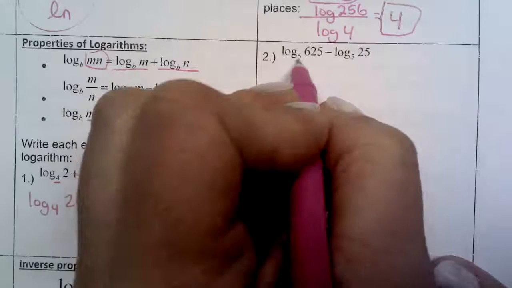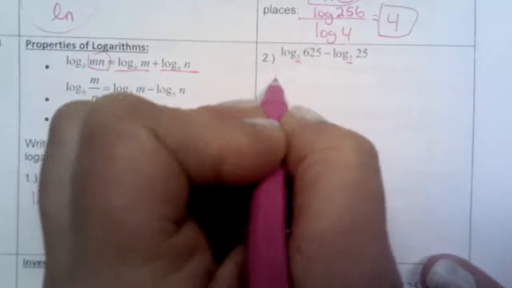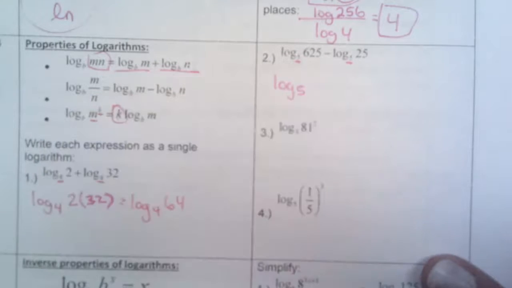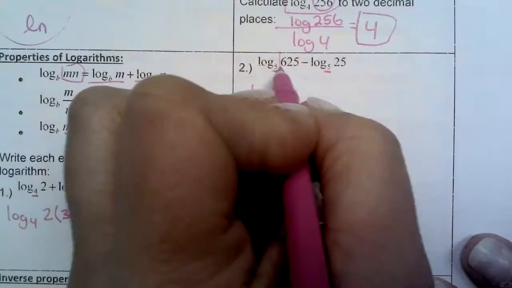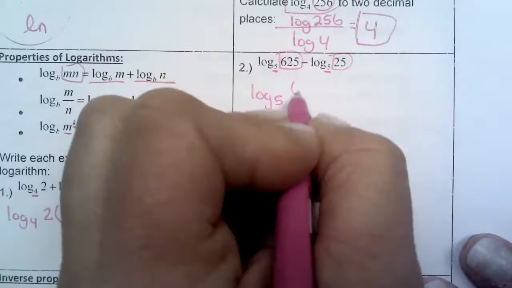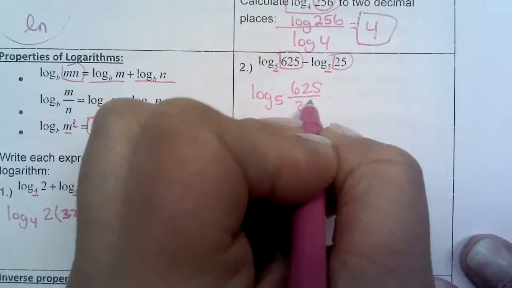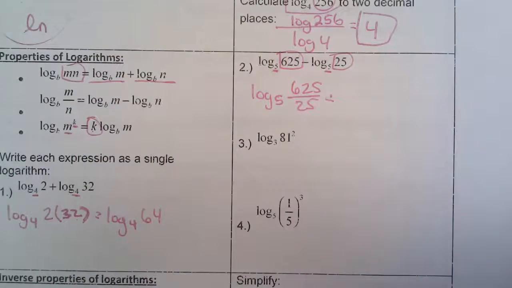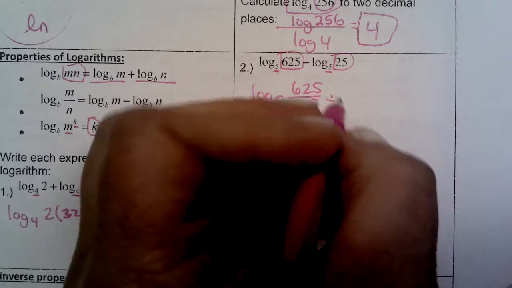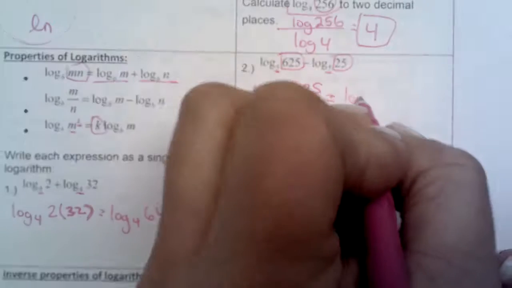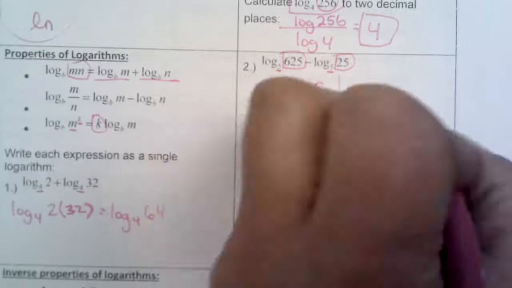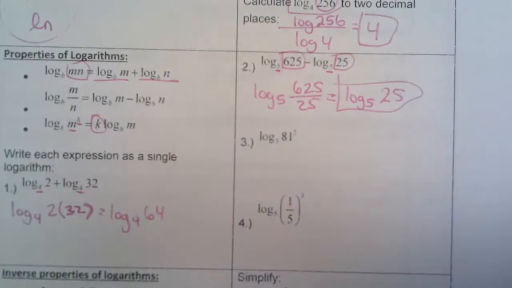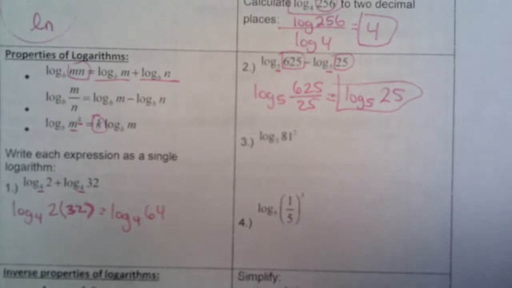For this next one, they're both log base 5. So it's going to be log base 5, and it's subtraction, and subtraction means I'm dividing these 2 numbers. So 625 divided by 25 gives me 25. So that's going to be log base 5 of 25. I'm just simplifying these. I'm not solving anything right now.